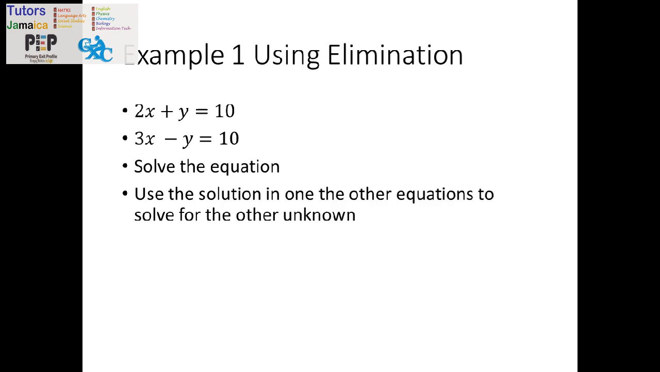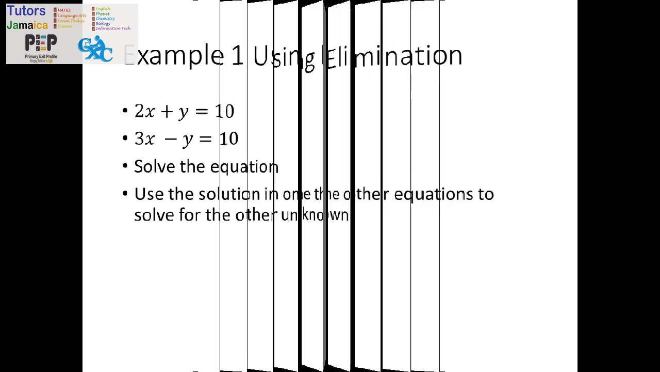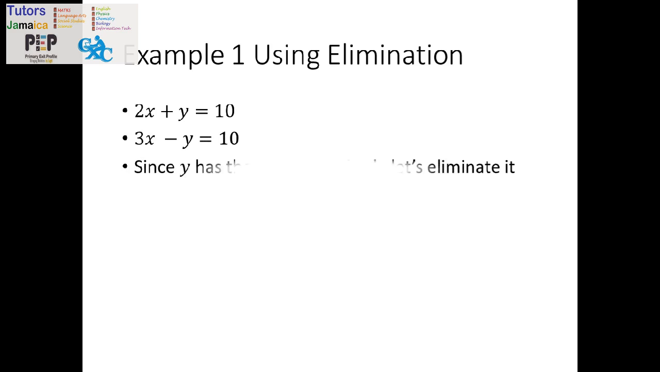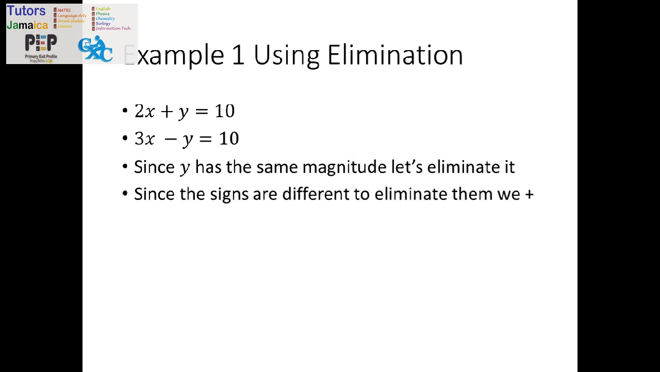The other equation to solve for the other unknown. Right? So let's look at how we do that. So let's go ahead and do this. The first thing we're going to do is, since y has the same magnitude, let's eliminate it. It's simple, right? Since the signs are different, we're going to add them.